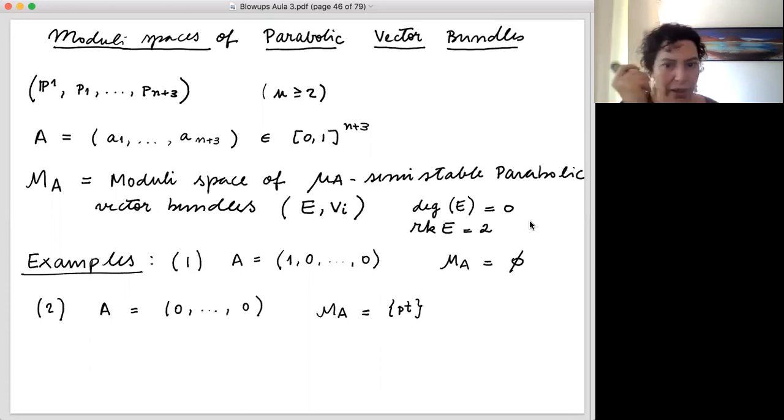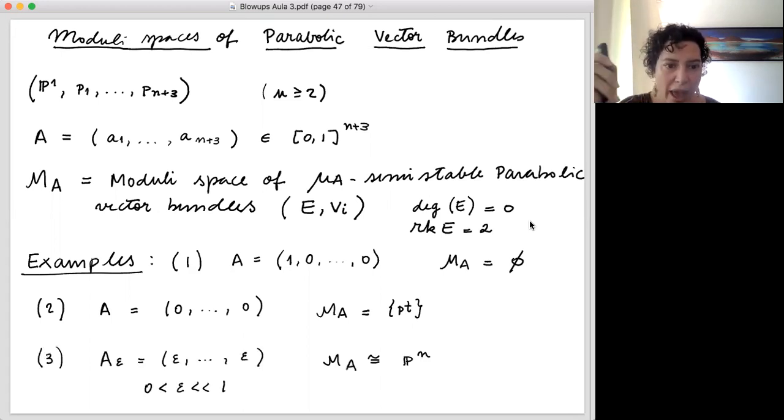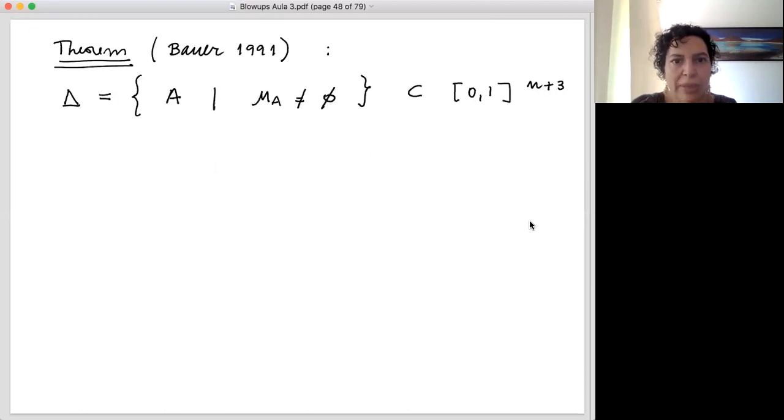Okay, so in this case, this is just one point. What is much harder to prove, but can be seen, is that if I now take as the weight set n plus 3 weights equal to epsilon, where epsilon is a sufficiently small real number, then in this case we get that the moduli space is a projective space Pn. This is harder to show, but let's believe this. So in general, let me now describe the work of Bauer. This was already done a long time ago.